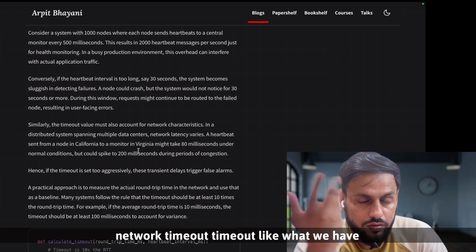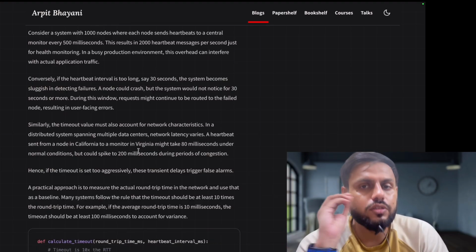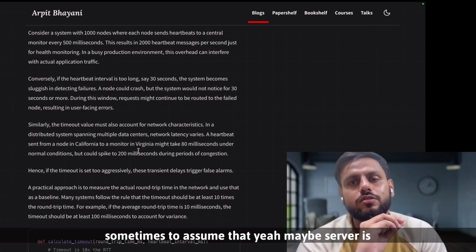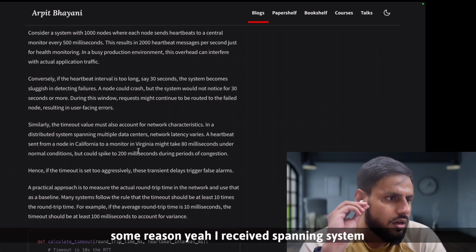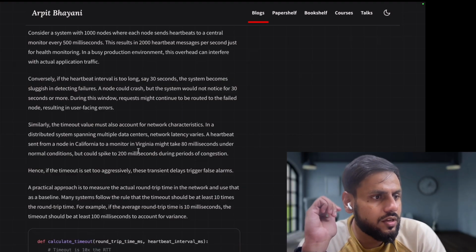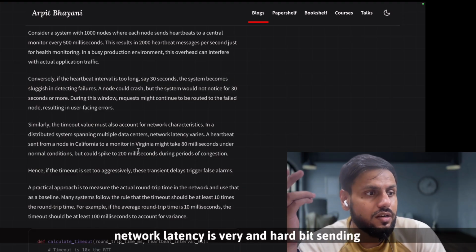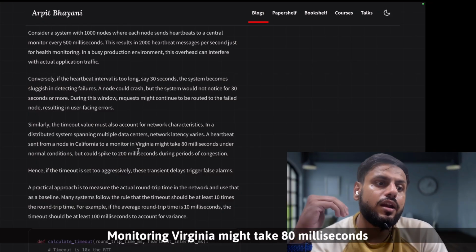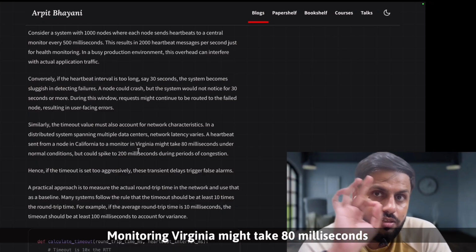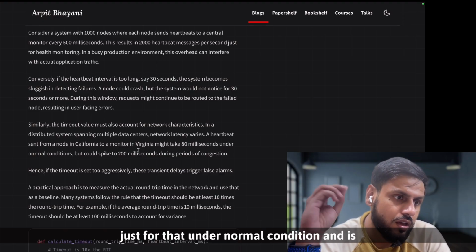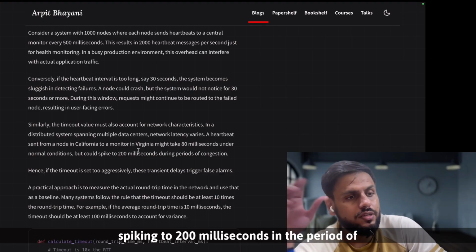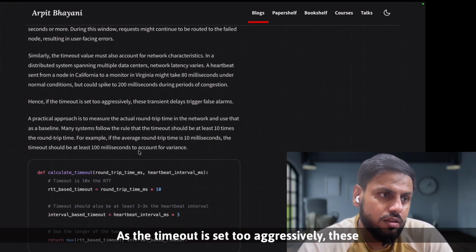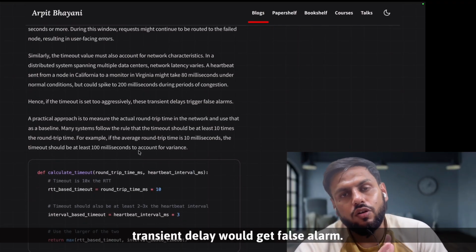Timeout, like what we have discussed, means it will wait for some time to assume that, yeah, maybe the server is not dead, maybe it's just slow for some reason. In a distributed system spanning multiple data centers, network latencies vary, and a heartbeat sent from a node in California to a monitor in Virginia might take 80 milliseconds under normal conditions, and it can spike to 200 milliseconds in a period of congestion. Hence, if the timeout is set too aggressively, these transient delays would cause false alarms.